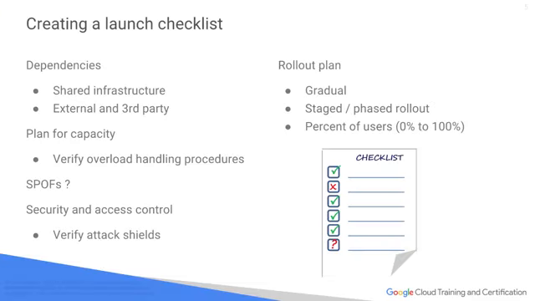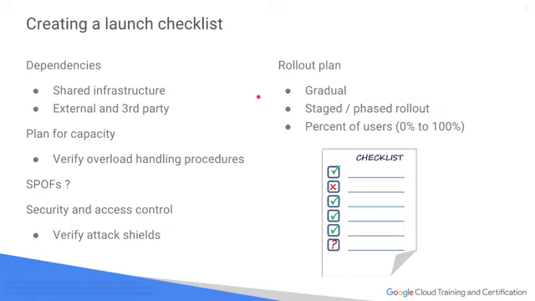Now, when it comes to deployments, you need to be creating a launch checklist. So we need to define our dependencies, any shared infrastructure, any external or third-party dependencies, being able to plan for capacity. So verify that we've dealt with any overload handling procedures. We're N+2 everywhere we can. Are there any single points of failure before we deploy? Security and access control. Have we done a security audit? Verify our attack shields, and then defining our rollout plan.